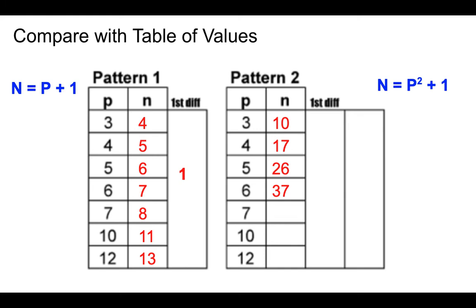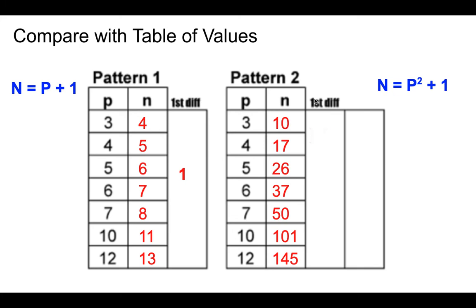7 squared is 49, plus 1 is 50. 10 squared plus 1 is 101. And 12 squared plus 1 is 145. You will get very good at squaring numbers in this class, which is a good skill to have. So now we're going to look at the first differences. Remember, I'm going to do my bottom number minus my top.